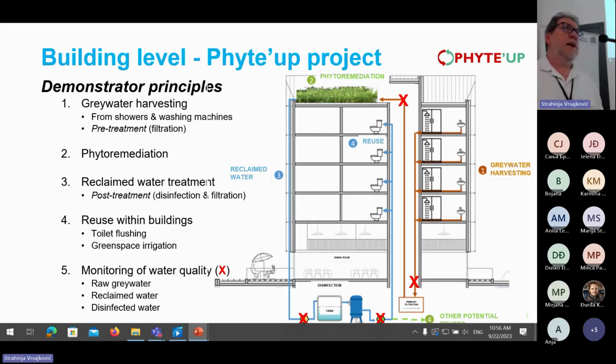And in the same way, we have to develop monitoring of the water quality at different points of the water cycle. This is the raw grey water, the reclaimed water here, and the disinfected water. And the results of this monitoring are sent to the sanitary authority to make sure that it functions. So now I will give the floor to Jullien for the next part of our presentation.